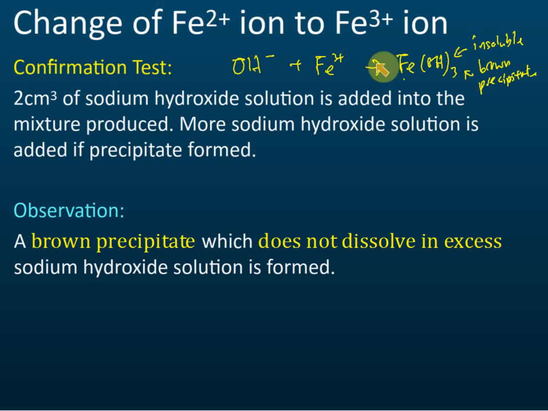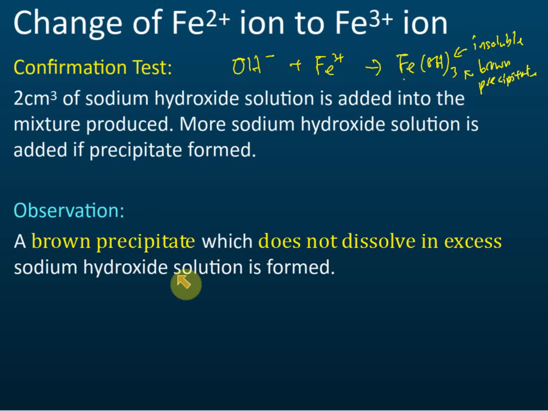And in this case, it will form a brown precipitate because iron 2 changed to iron 3. So this iron 3 reacts with the hydroxide, then it will become iron 3 hydroxide. And this iron 3 hydroxide is a brown precipitate. And if you add more sodium hydroxide, it does not dissolve in excess sodium hydroxide. If this happens, then we confirm the product is iron 3.